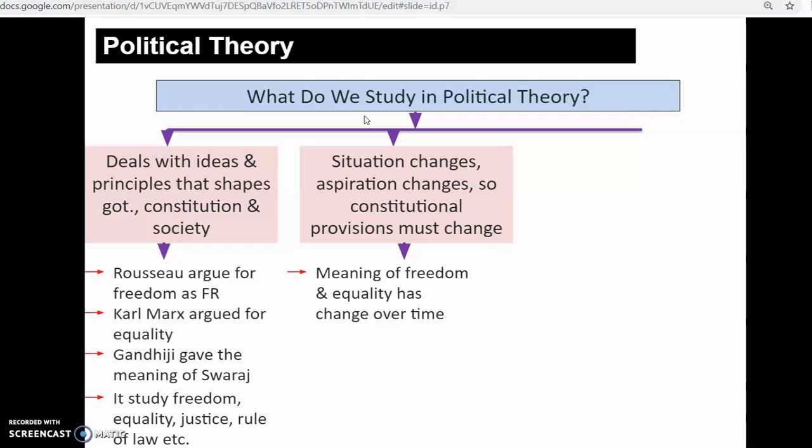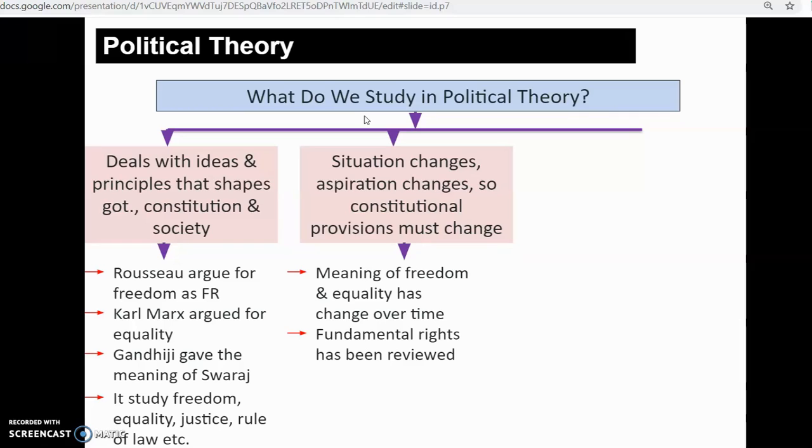Initially, freedom meant the right to vote, but right now, for us, freedom does not mean only the right to vote. Freedom means absence of constraint, right? Same with equality, same with fraternity, same with rule of law, right? Moreover, there is a need to review these fundamental rights.